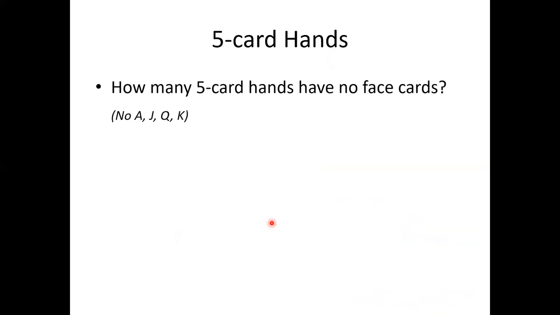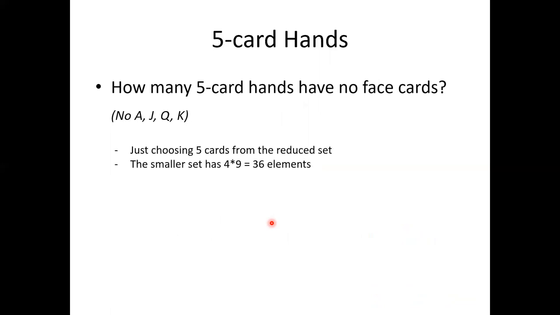Okay. How many five card hands have no face cards? So face card is an ace, jack, queen, and king. They have painted faces, and the other cards have just numbers on them. So it's just a reduced set, right? You kick out all the character face cards. So there's four times four of them, and the remaining is four times nine. So that's the number of choices.